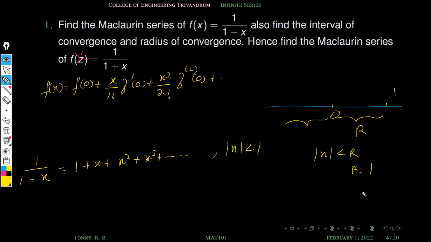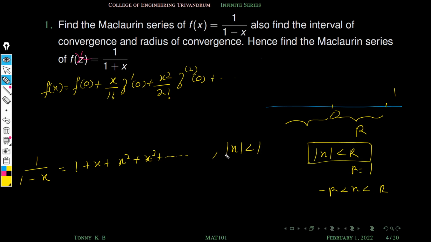Clear? If r is greater than 1, what happens? That interval includes this point. That means the function is not differentiable in that interval. So we have to find the largest interval of this form such that our function is differentiable. This form means minus r less than x less than r. Okay, so this is possible. The maximum such r is 1. So that's why this is the interval of convergence.